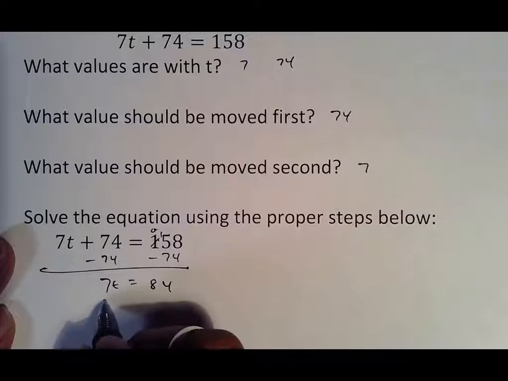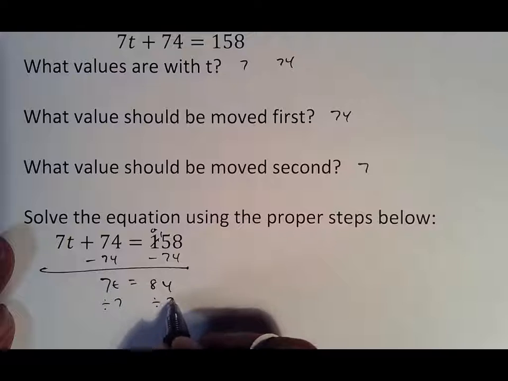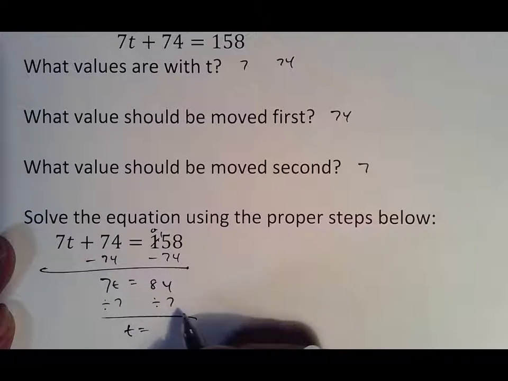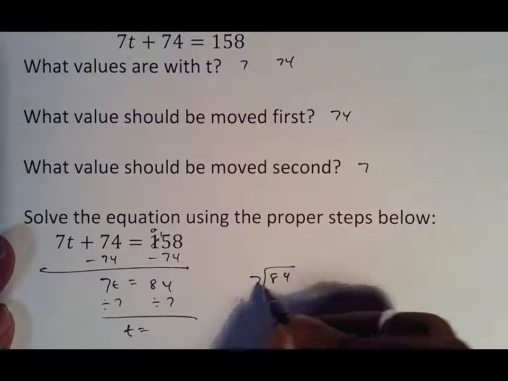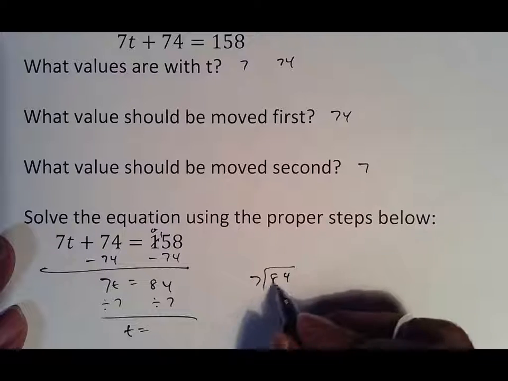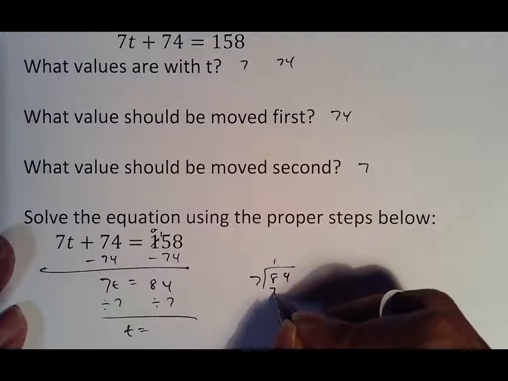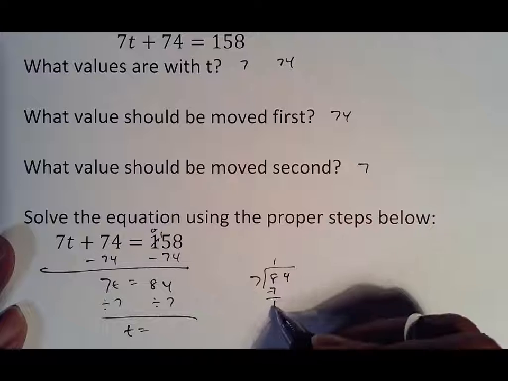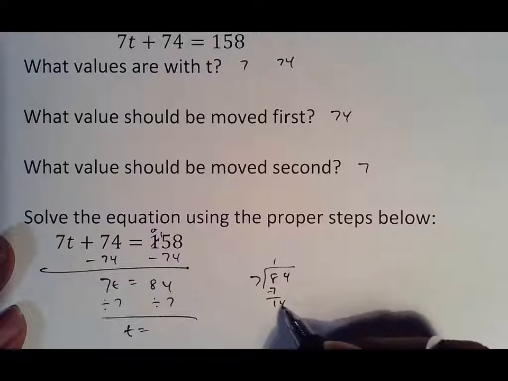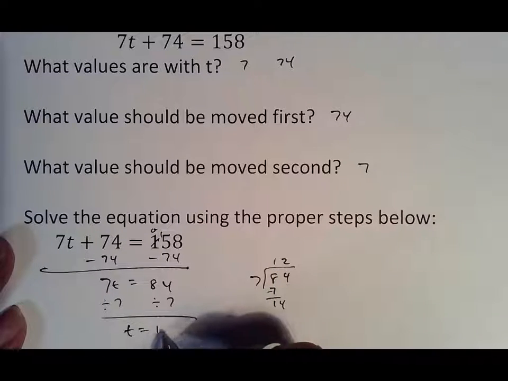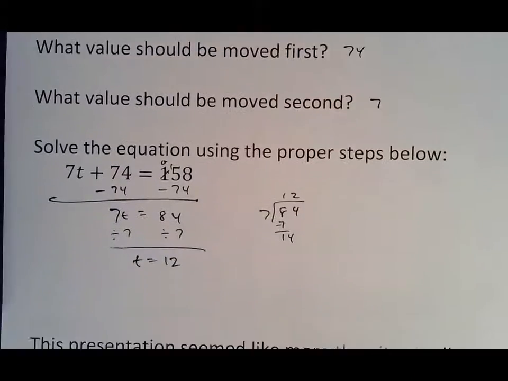So again, what we do is divide by 7. Divide by 7. This is bigger than what I'm used to, so I'm going to put this in a division problem. 7 goes into 8 one time. 1 times 7 is 7. Remember, we subtract. 8 minus 7 is 1. Bring down the next number. 7 goes into 14 twice. This is a 12 that we end up with in this problem.